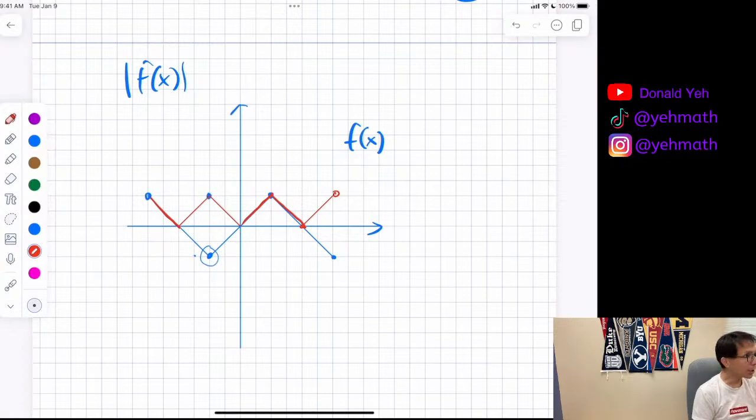So today you're going to learn how to graph transformations of the absolute value of f of x. Usually they don't talk about this.